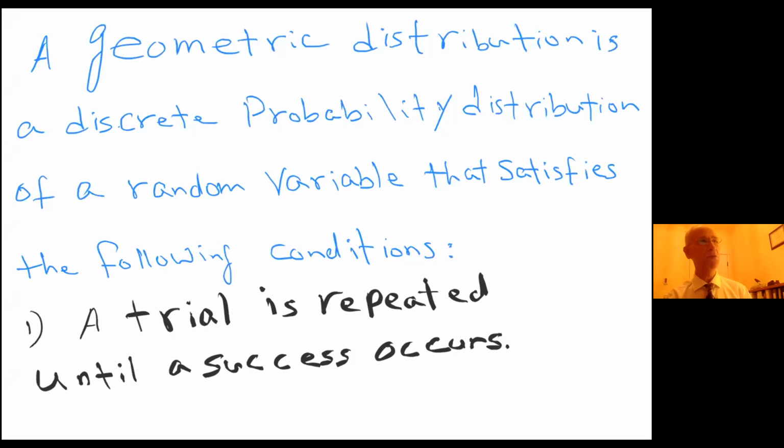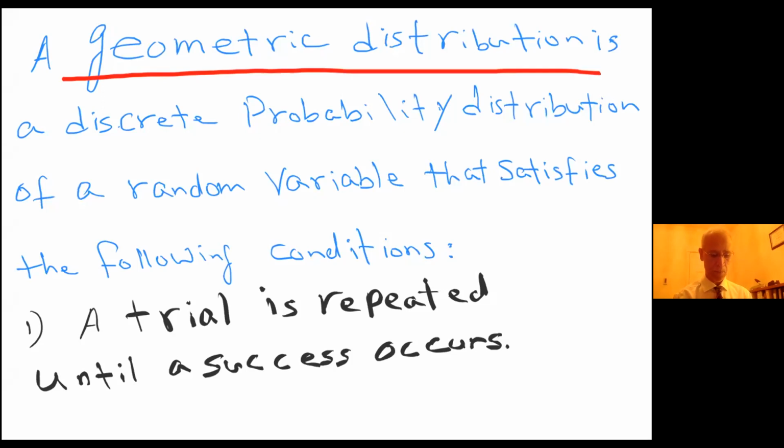A geometric distribution is a discrete probability distribution of a random variable that satisfies the following conditions. One, a trial is repeated until a success occurs. So we keep trying, we keep selecting until we get what we want. So let me just underline geometric distribution. Okay, going to the next page. So that was the first condition. A trial is repeated until a success occurs.